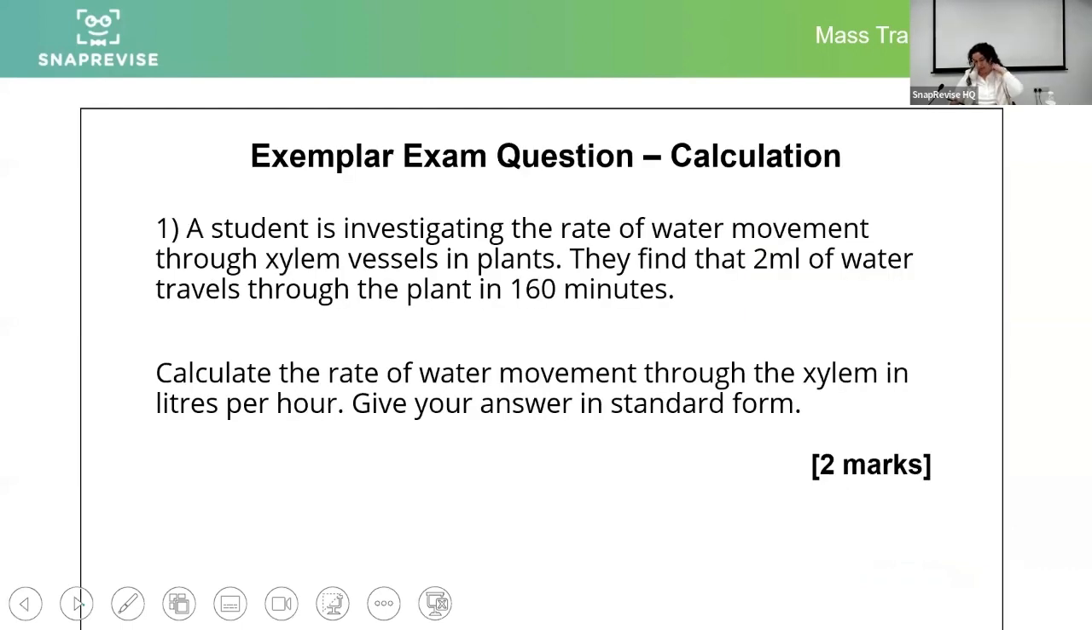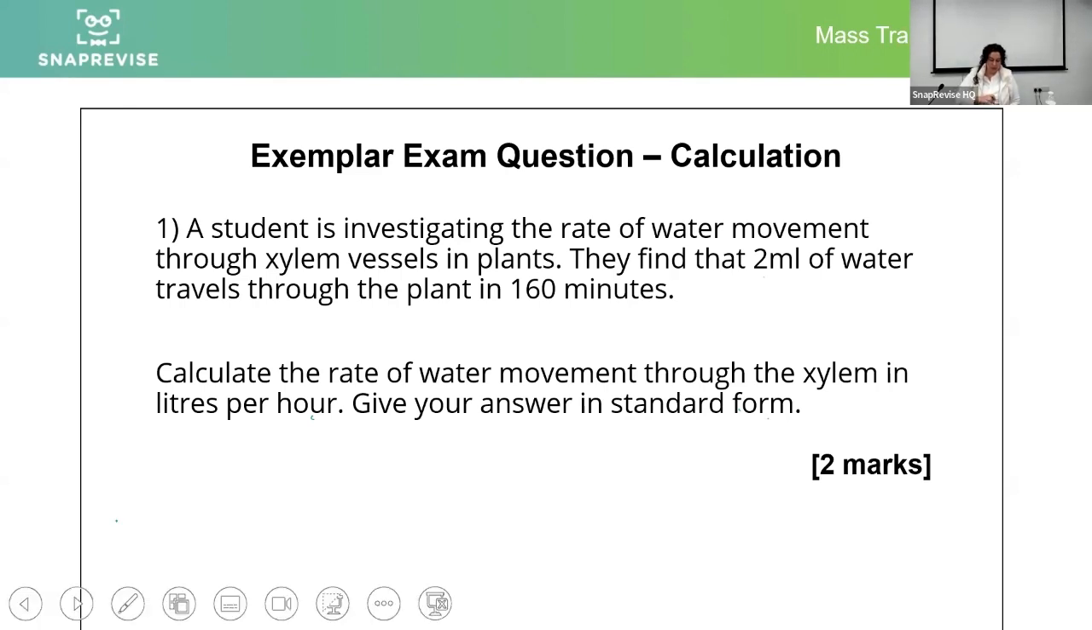Let's have a look at a typical question about xylem. A student is investigating the rate of water movement through the xylem vessels in plants, and they find that 2 mL of water travels through the plant in 160 minutes. Calculate the rate of water movement throughout the xylem in liters per hour. Note the units. Give your answer in standard form. Also note the instruction about the unit.